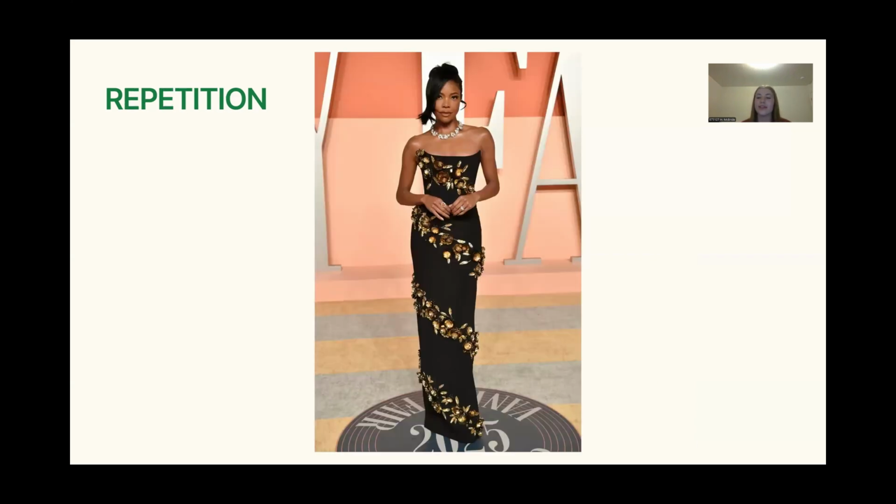Repetition is when a line, color, or pattern is repeated throughout the piece. In this dress, the gold flowers are repeated down the length of the dress, which creates movement in an otherwise structured and still design.